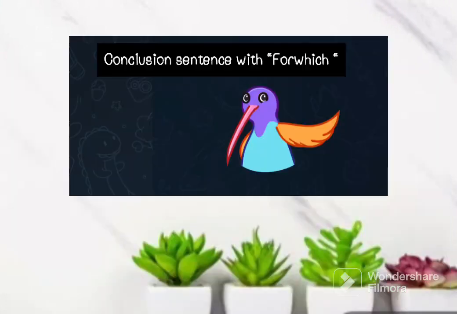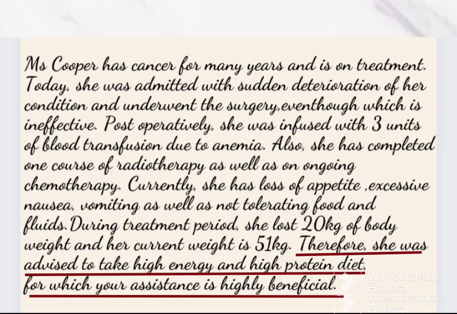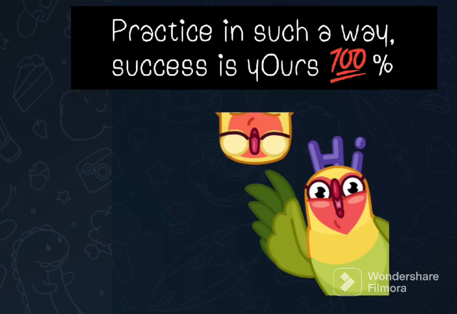And another one, I will tell you, for which. We can use for which also for the same scenario. Here I mentioned she was advised to take a high energy and high protein diet, for which your assistance is highly beneficial. That means the doctor has already advised a high energy and high protein diet, but this patient doesn't have tolerance to oral food intake or fluid intake. Therefore active management or active suggestion is required from your service. So for which also we can use it for negative impact. That means active management is needed. There is a problem that exists. So all these connectives we can use effectively to make a conclusion sentence.